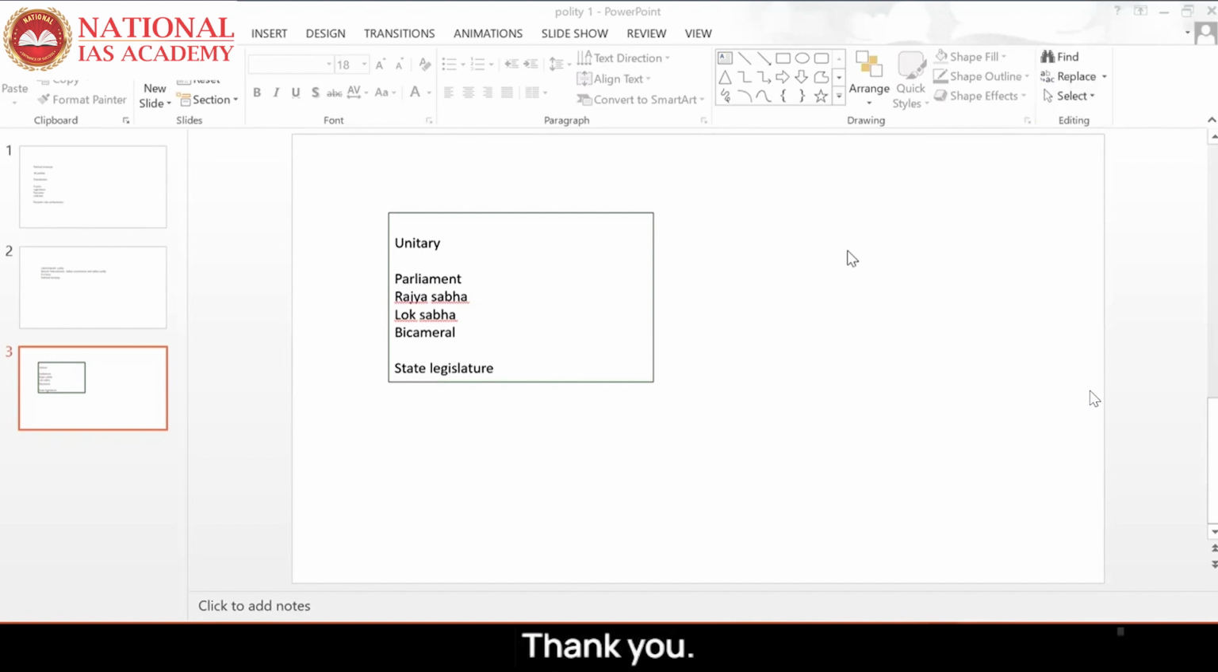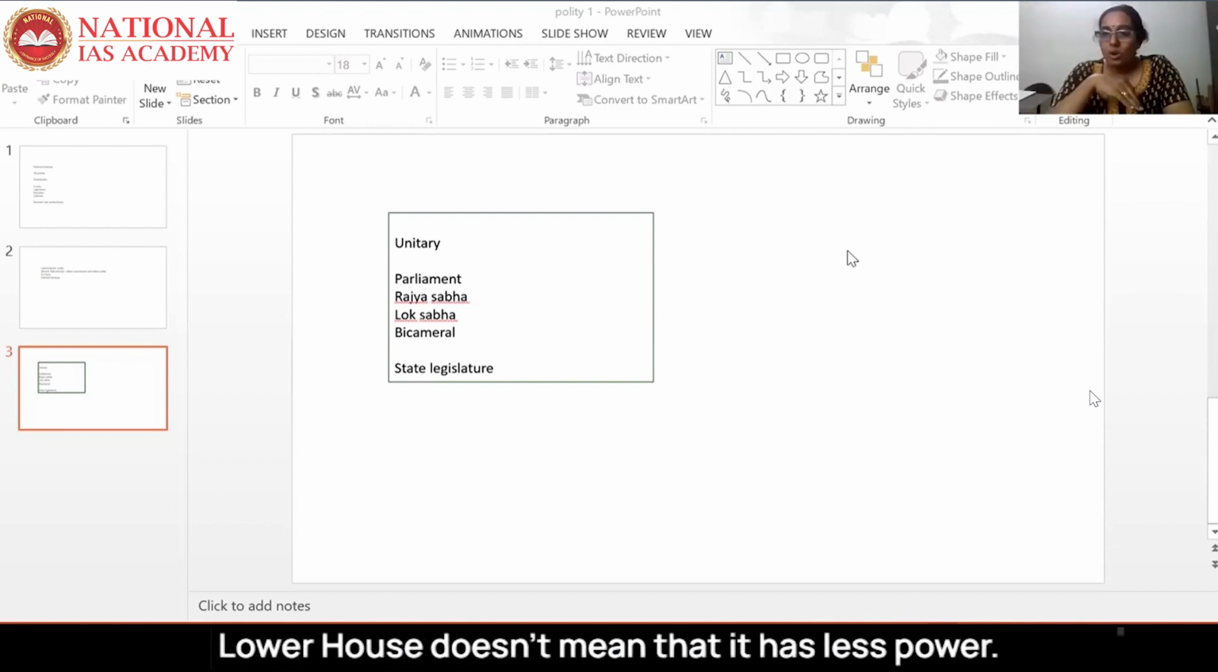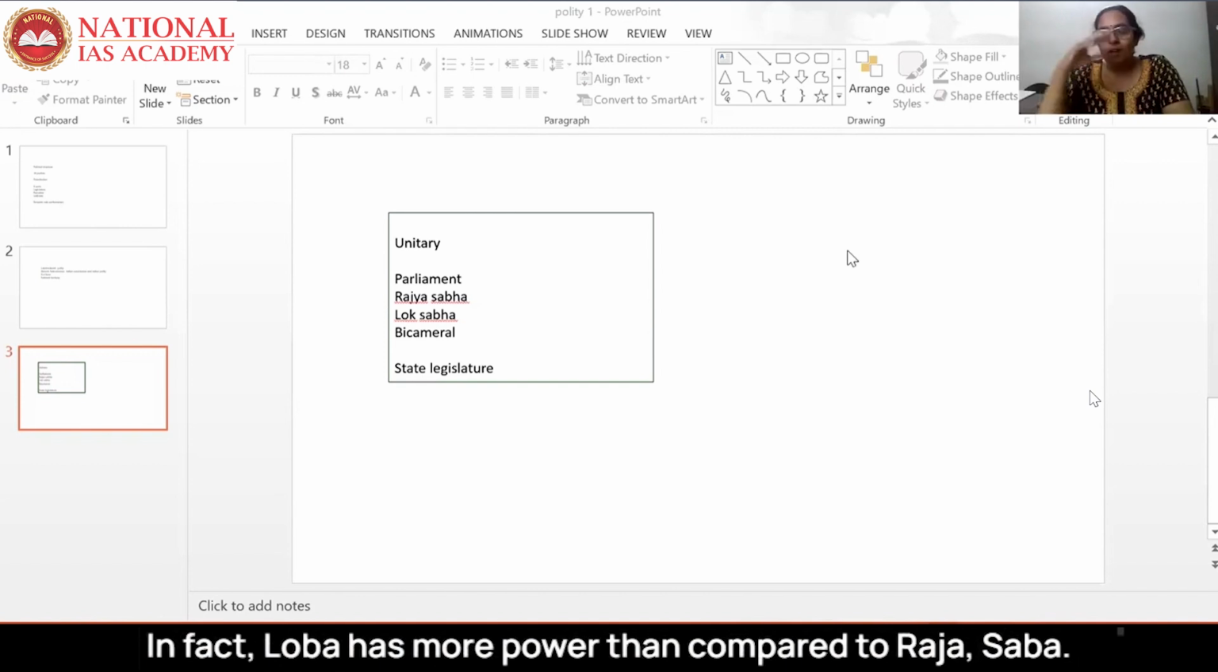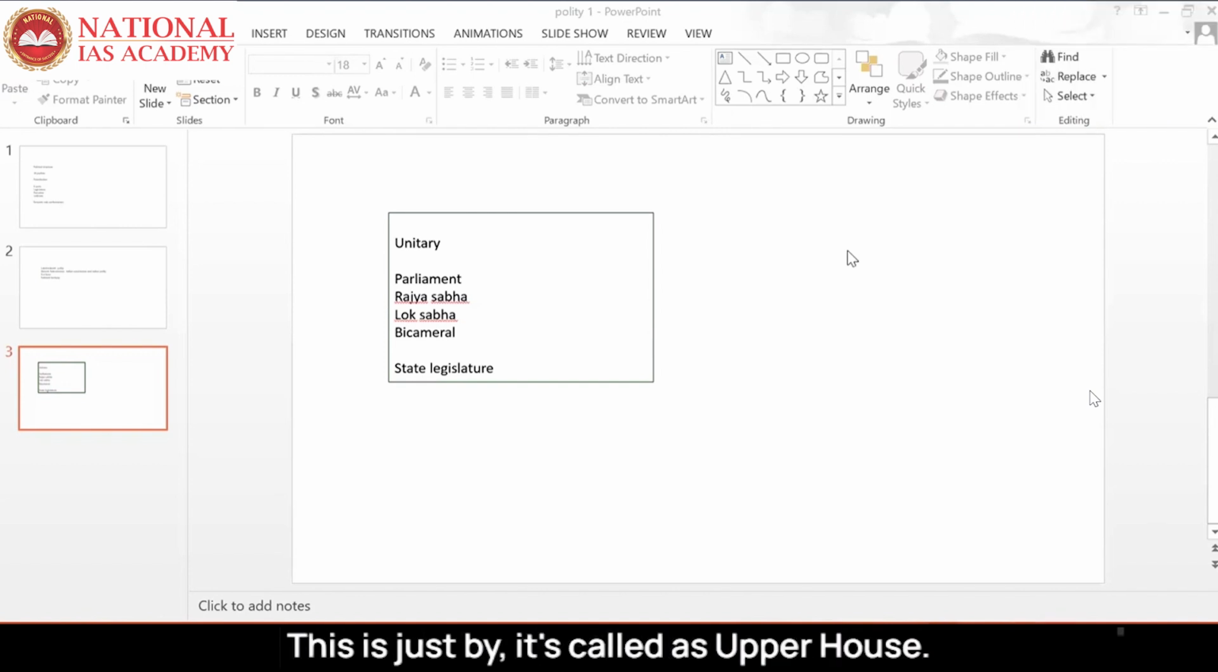Okay, it has got nothing to do with power. Upper house doesn't mean more power and lower house doesn't mean less power. In fact, Lok Sabha has more power when compared to Rajya Sabha. We'll discuss that also. So it is just by convention that it is called the upper house. Okay. Sure, ma'am.